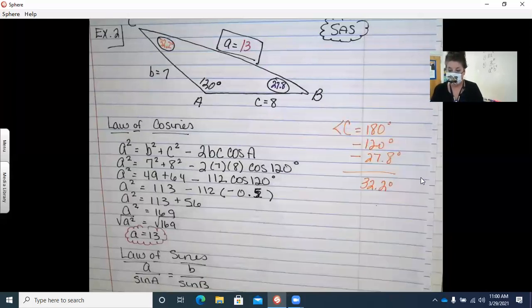Now I'm going to show you what to do if you have side, side, side. Or just side, side, side. You may have a question on this one? All right. Solving side, side, side.